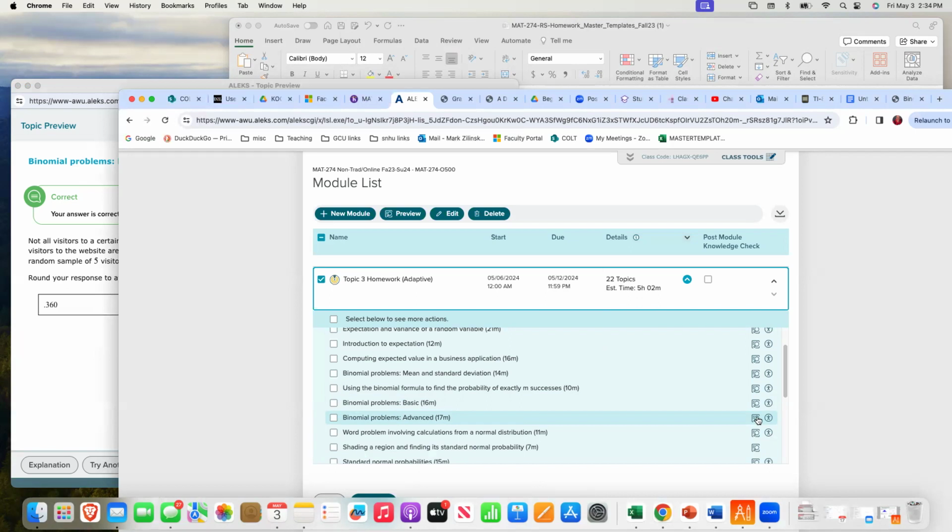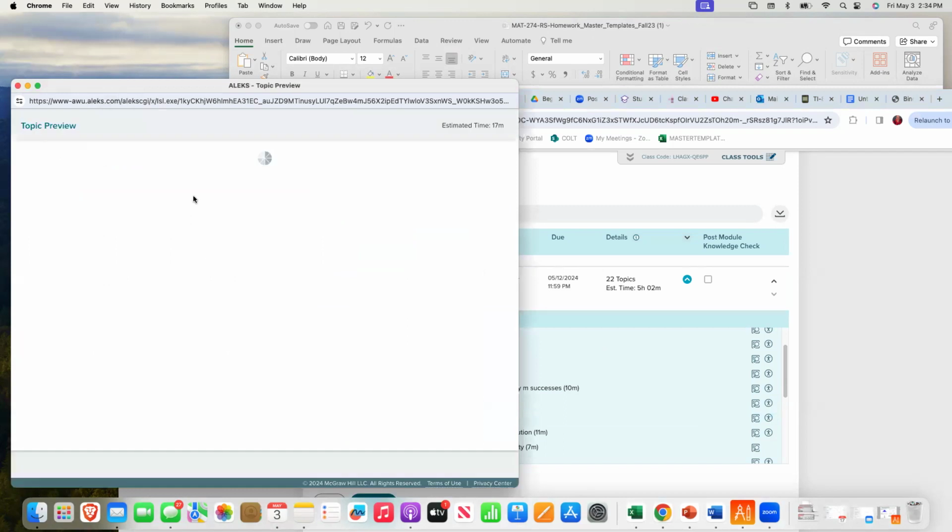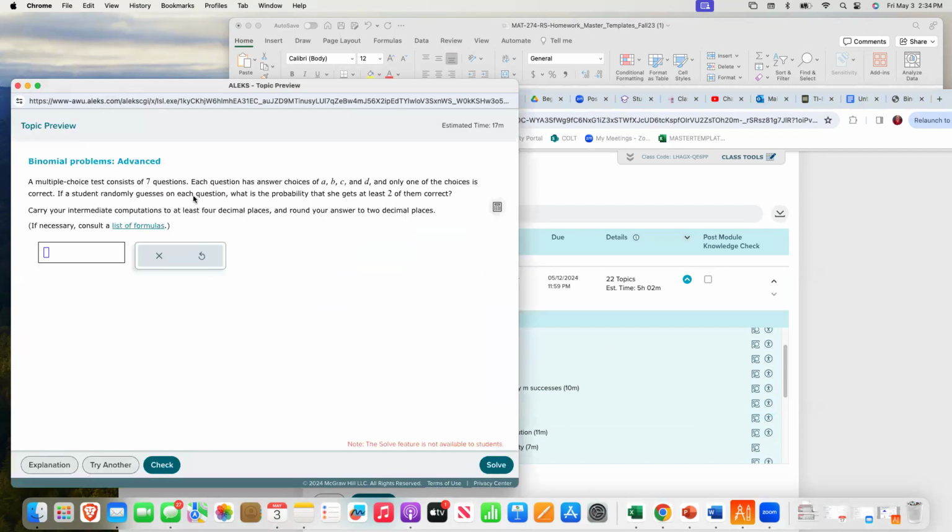Okay, so let's do that. I picked one of these, a multiple choice test. We have 7 questions. Each is A, B, C, or D, and only one of these choices is correct.